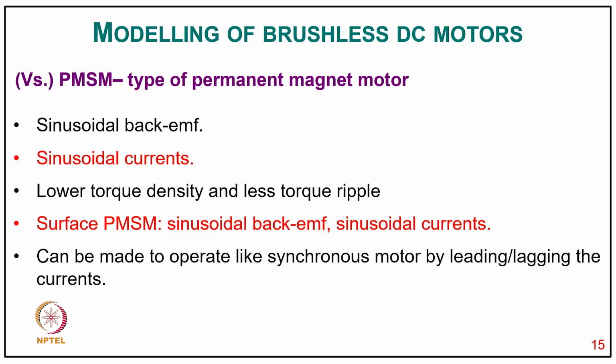Now, coming to the comparison of the BLDC with the PMSM: the type of magnet motor typically has sinusoidal back EMF, sinusoidal current, lower torque density and less torque ripple. The surface PMSM has sinusoidal back EMF and sinusoidal current, and can be made to operate like a synchronous motor by leading or lagging current.